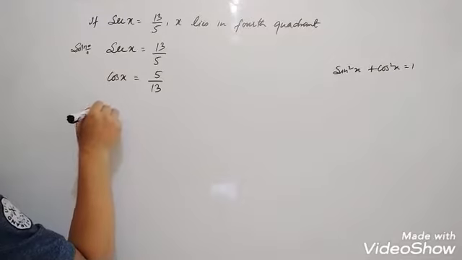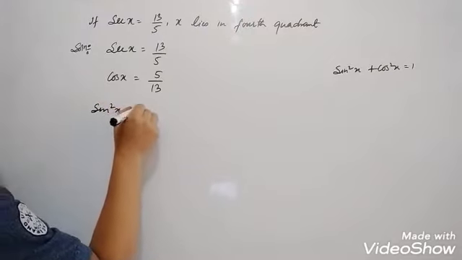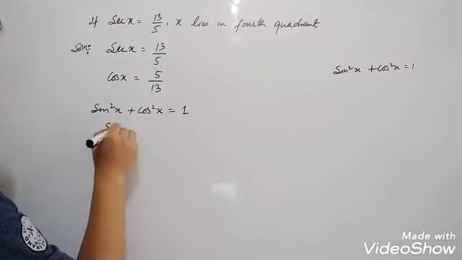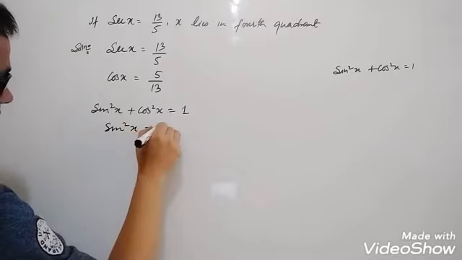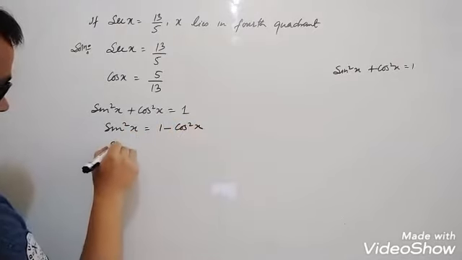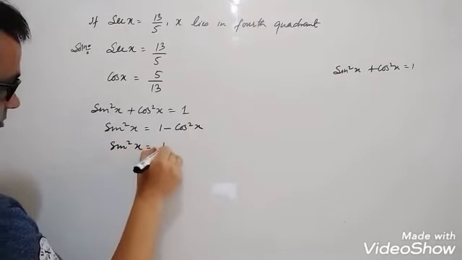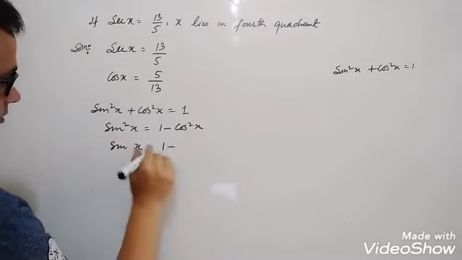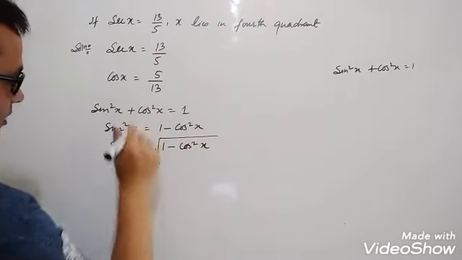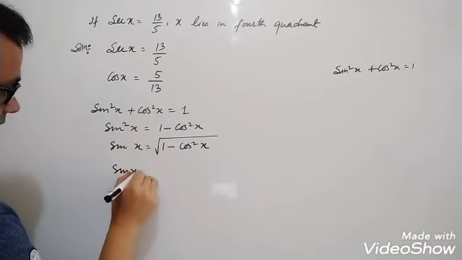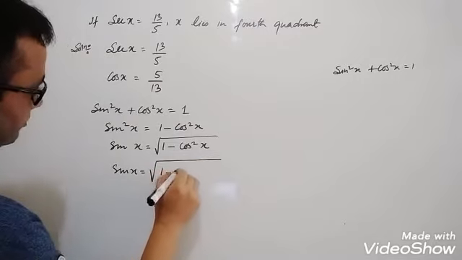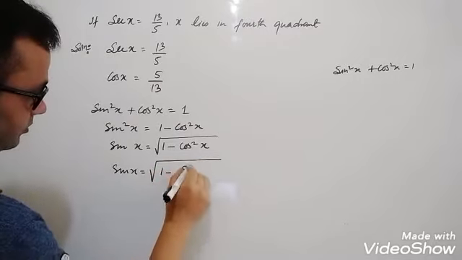Sin square x plus cos square x equals 1. So first we have to calculate sin square x. How do we calculate sin square x? It is 1 minus cos square x. So sin x equals root over 1 minus cos square x. Now put the value. Sin x equals root under 1 minus (5/13) whole square.